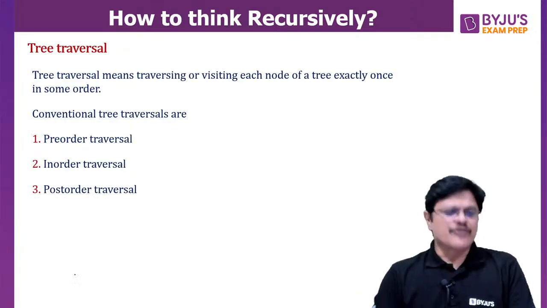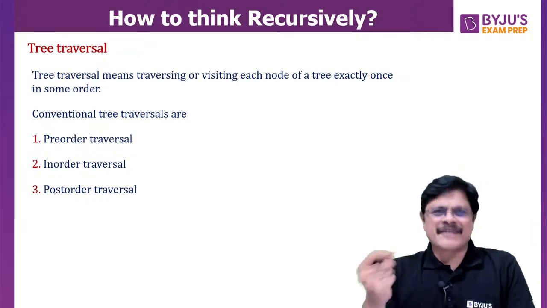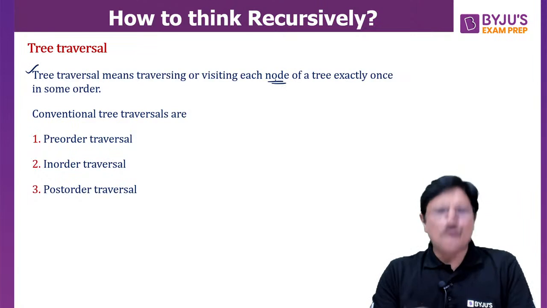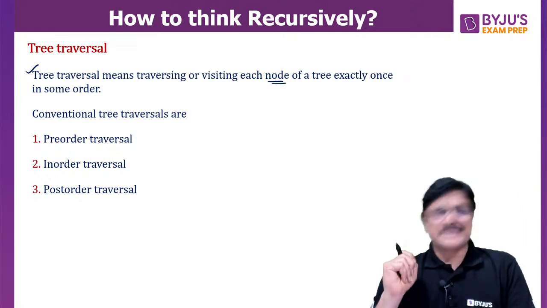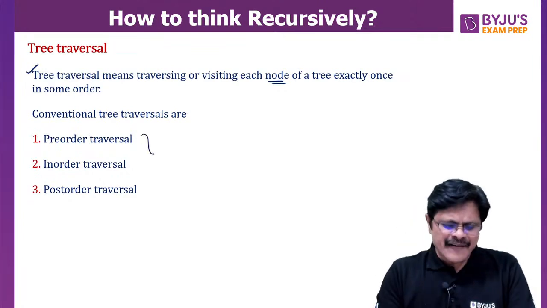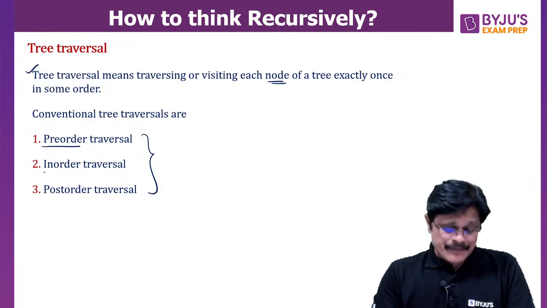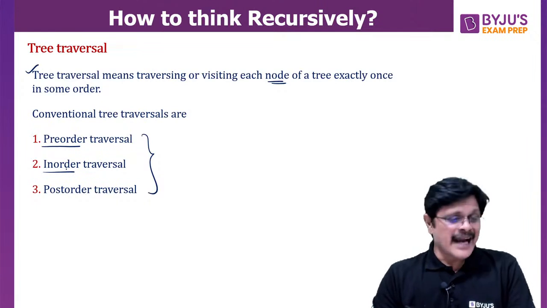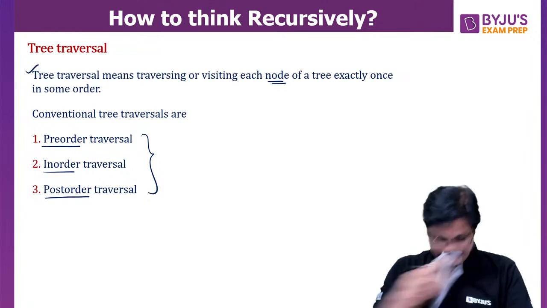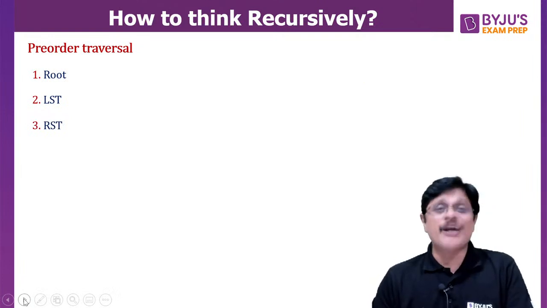Today's topic is binary tree traversal. Of course, we simply call it tree traversal, but the idea is binary tree traversal. Tree traversal means we are visiting each node of the tree exactly once, and there are three conventional tree traversals. The first one is pre-order traversal, the second one is in-order traversal, and the third one is post-order traversal. So let me start with the first one, pre-order traversal.